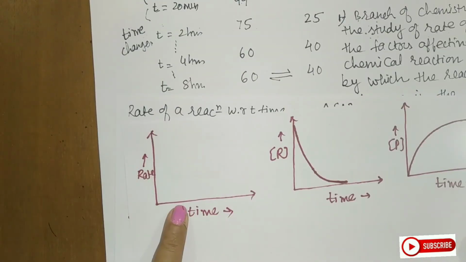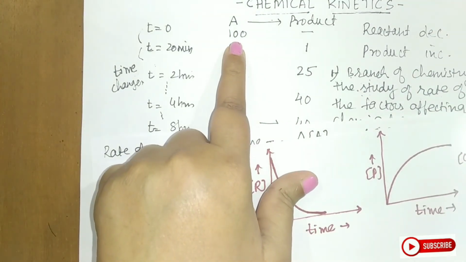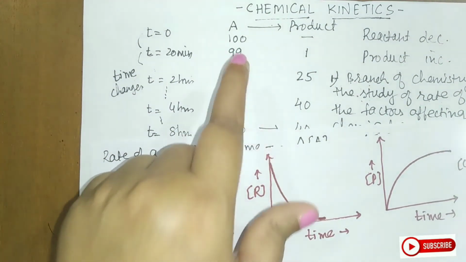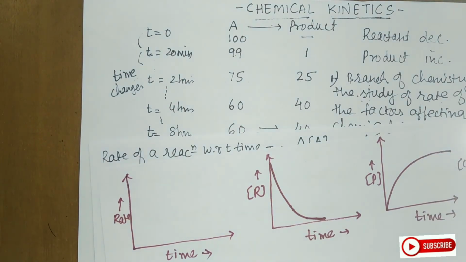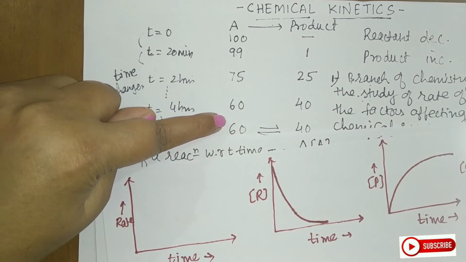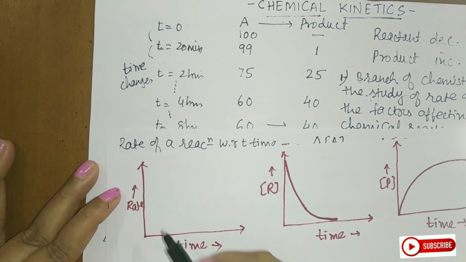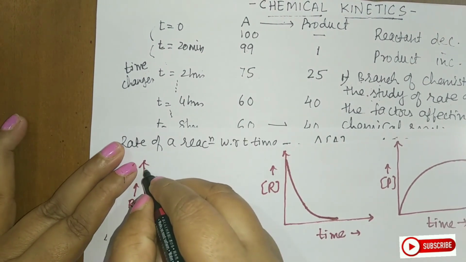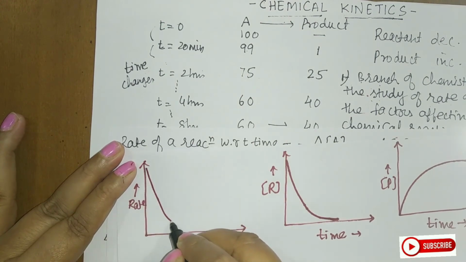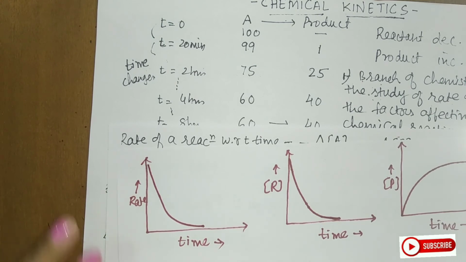Now let us come to the first graph, that is rate and time. Students, here if I have taken 100 moles or 100 grams of the reactant, the possibility of product formation increases because the collisions will increase. But as the time passes, the number of reactants goes on decreasing, and therefore the possibility that the product will get formed will also go on decreasing, and therefore with respect to time the rate also goes on decreasing. So the graph will be something like this. So the rate decreases with respect to time.